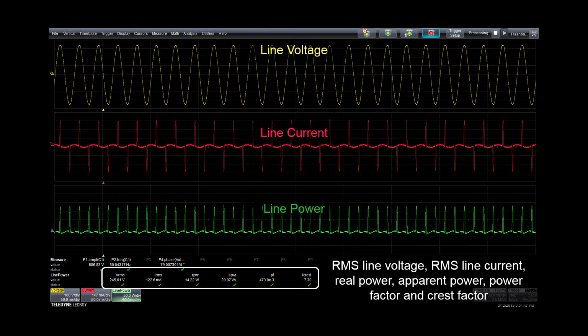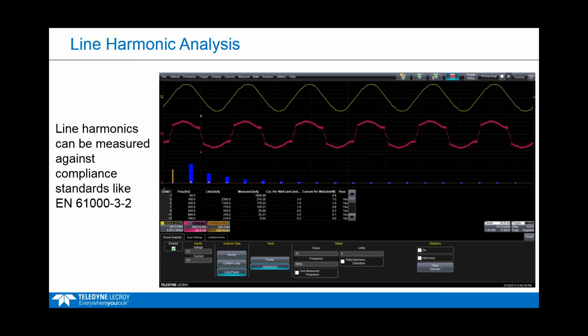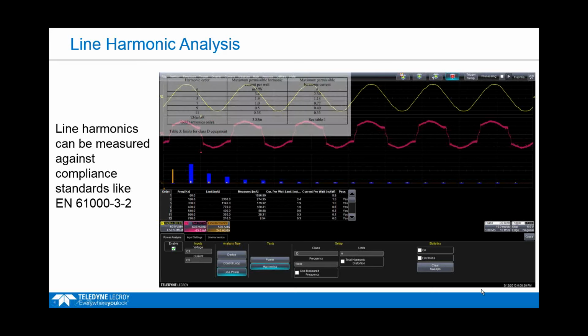So because of this, and also another factor, there was a standard created called EN 61000 here, and what this does is it specifies the harmonic content of the current draw from the power supply. By coming up with this spec, it basically ensures that all the devices out there that are drawing current are not going to be injecting harmonic content back out onto the mains power.